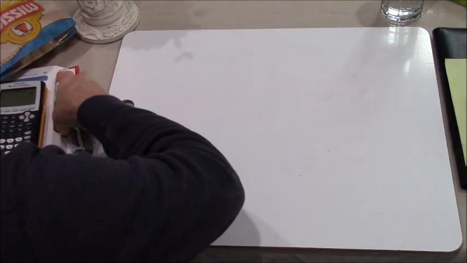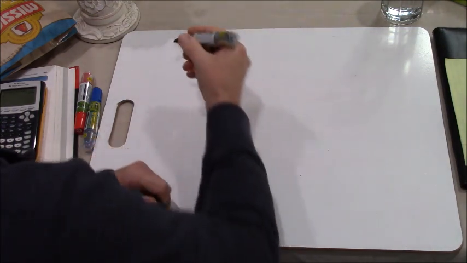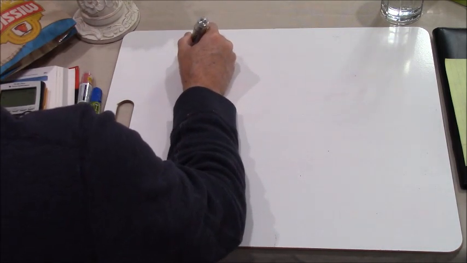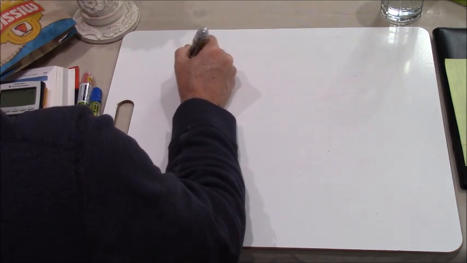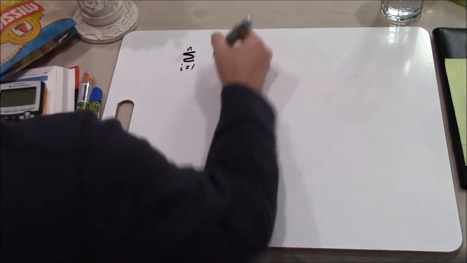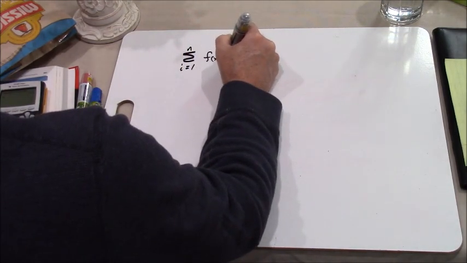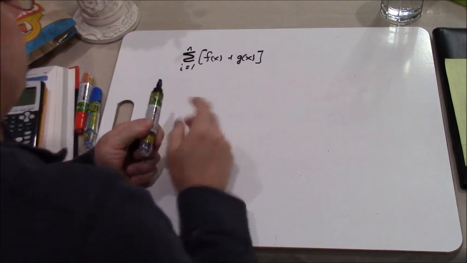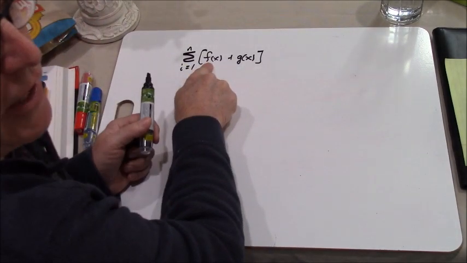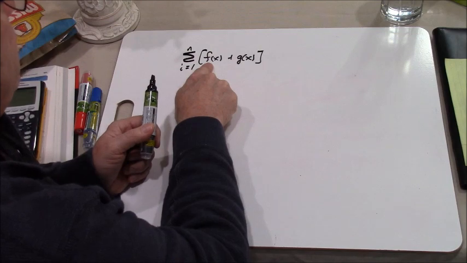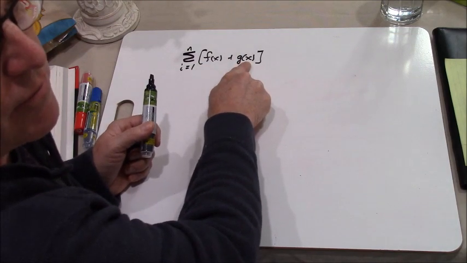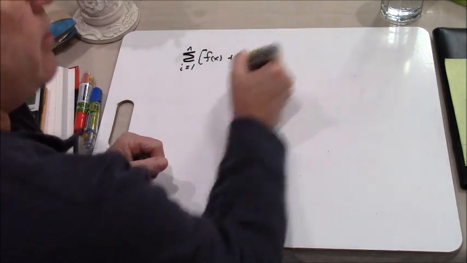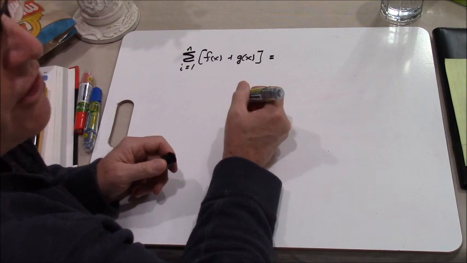So, the first thing we want to do is say that we're developing some rules for summations. So, if I have the summation for i equals 1 to n of f of x plus g of x, now this f of x would be like the problem we just did where we had 2i squared, and my g of x would be plus i. So it really just means two terms. And what we can do is separate that into two different summations.